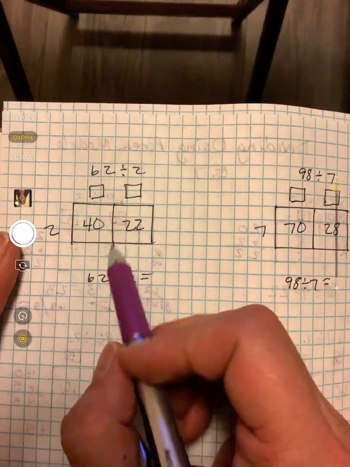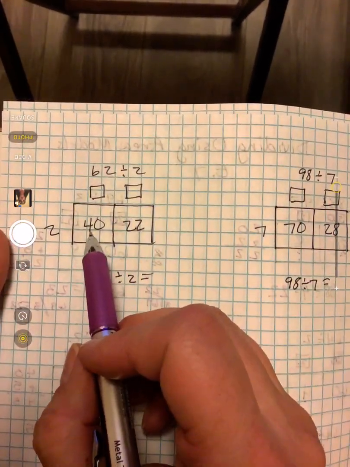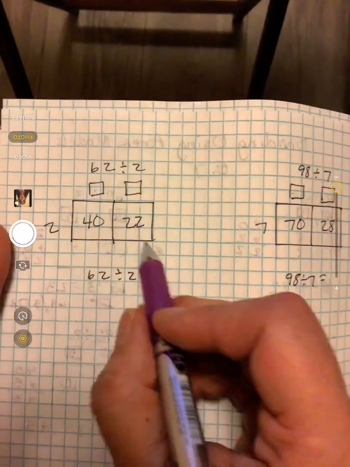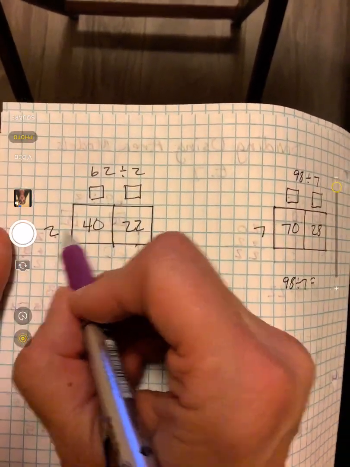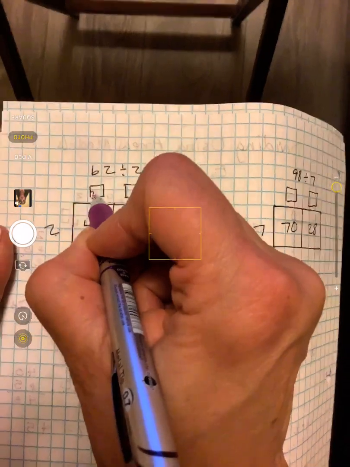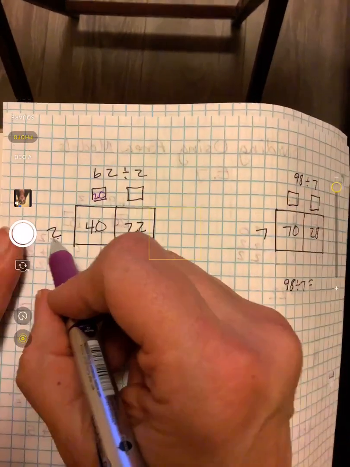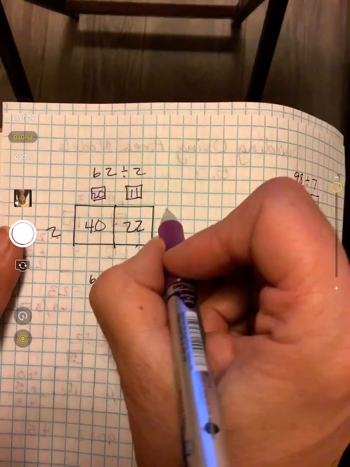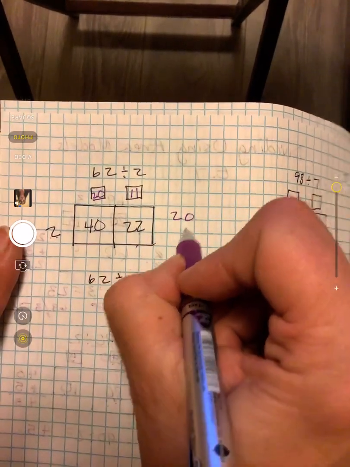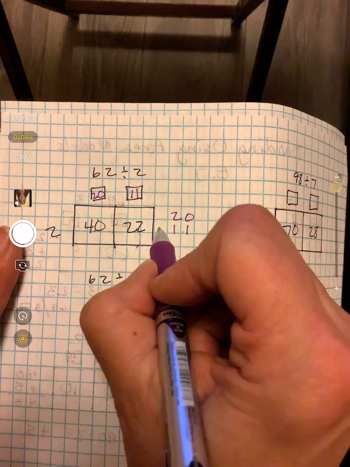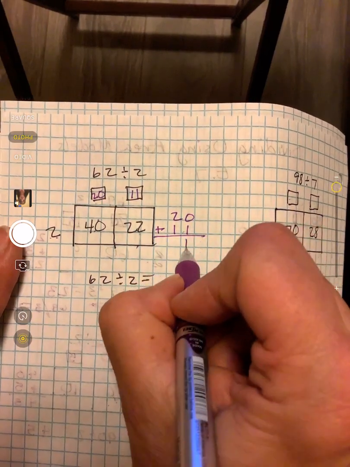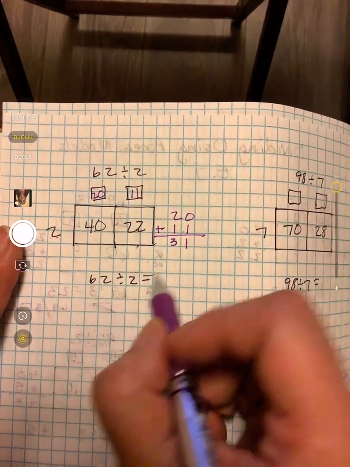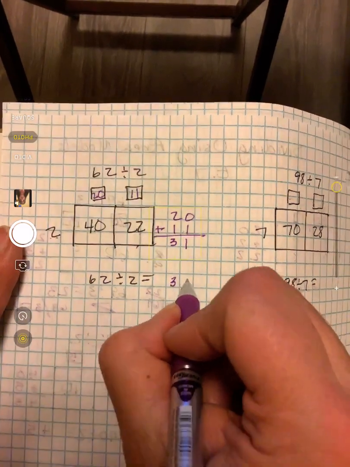62 divided by 2, they broke it down into 40 and 22. 2 goes into 4 2 times, so we have 20 there. 2 into 22 would be 11. So now I have 20 plus 11. 62 divided by 2 is 31.